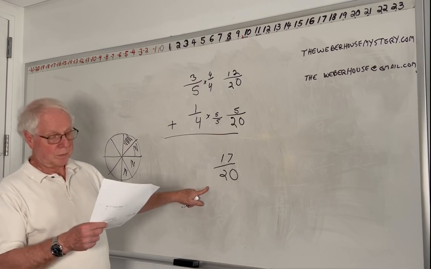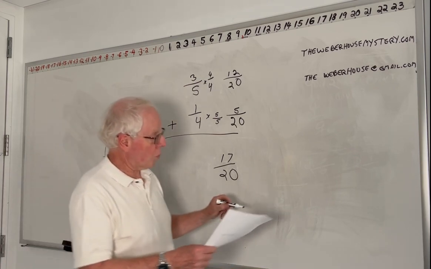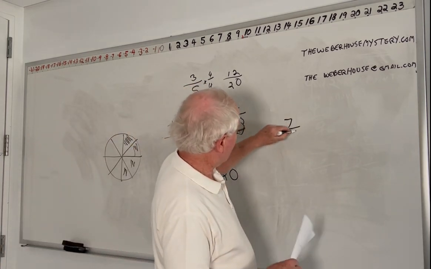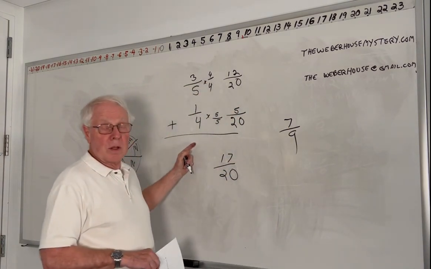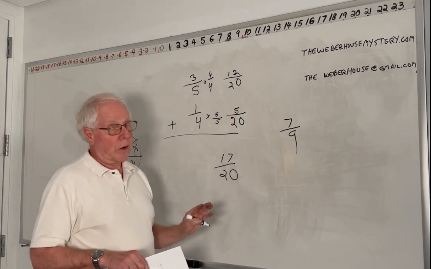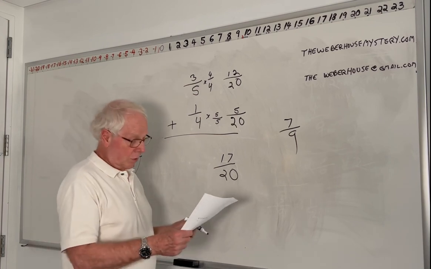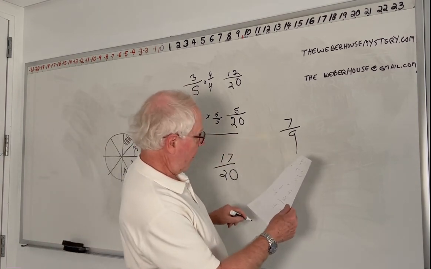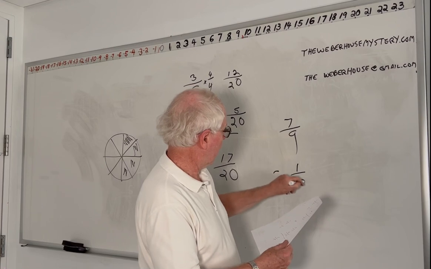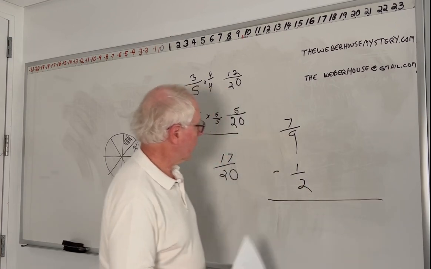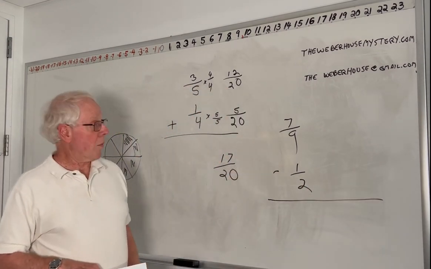There's no reducing, okay? And lastly, we'll just do a subtraction one, which sometimes is exactly the same as addition. Sometimes it's a little trickier with an extra step, but we'll do that in the next lesson. So let's say the problem says 7/9 minus 1/2, okay? Need to find a common denominator.